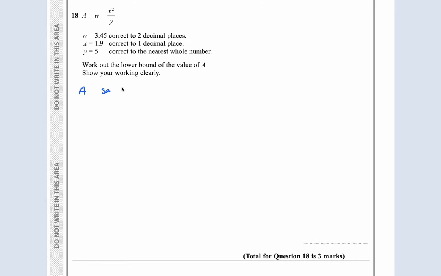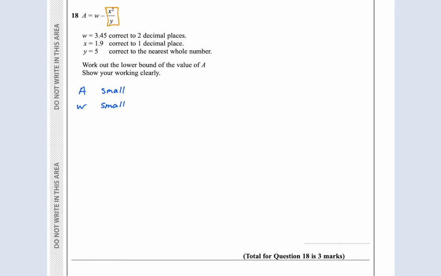small. So when I say small, I mean lower bound. So we're going to make A small. We're going to make A small by making W small, because it's going to be W minus something. So the smaller W is, the smaller A is. We're going to subtract this. So we basically want to make this whole thing big, because by subtracting a big number, it will make A smaller.